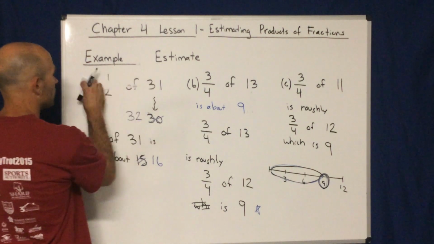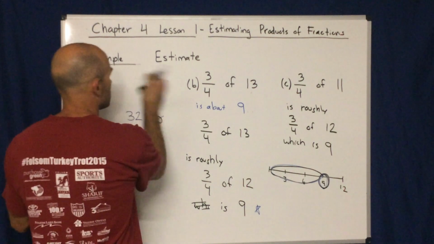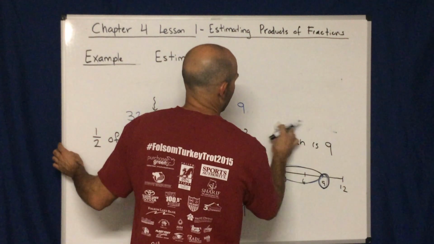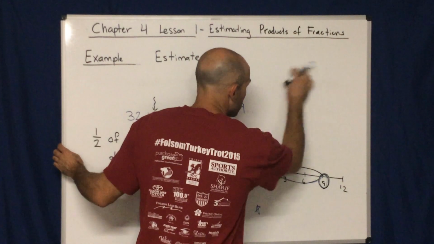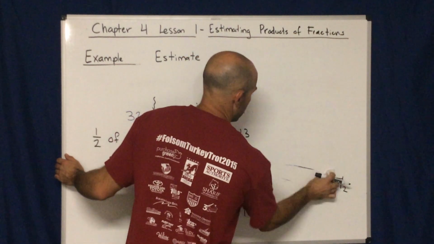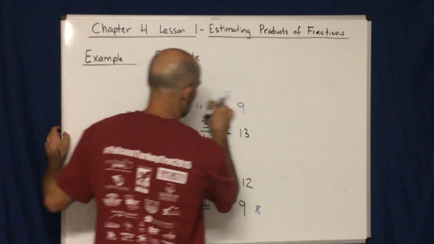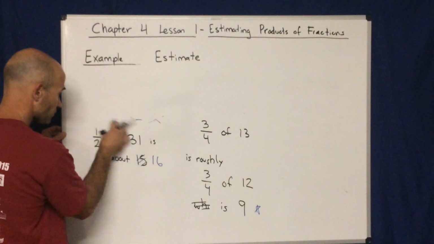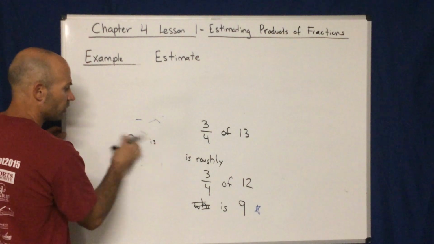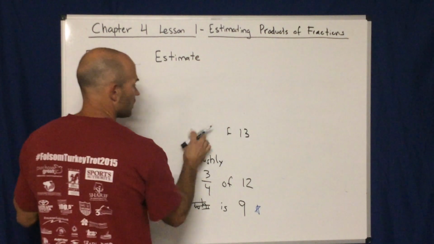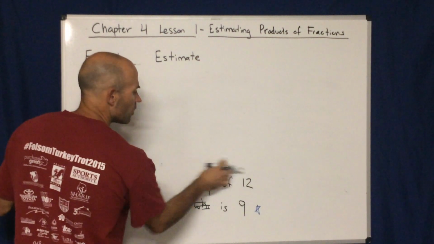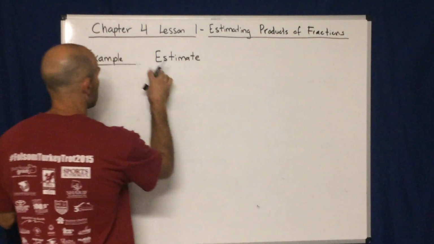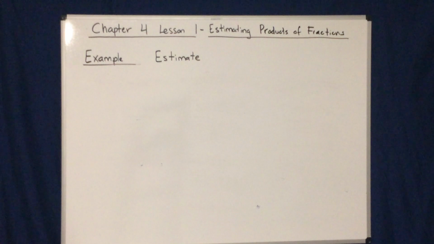All right, so the next group of examples deals with estimating the product of two fractions. And now this could be more complicated depending on what kind of estimating procedure we want to use. The method that the book chooses to use is actually quite simple, in the sense that we're only going to estimate our fractions to 0, 1/2, or 1. Okay, so I'll show you what I mean by that.